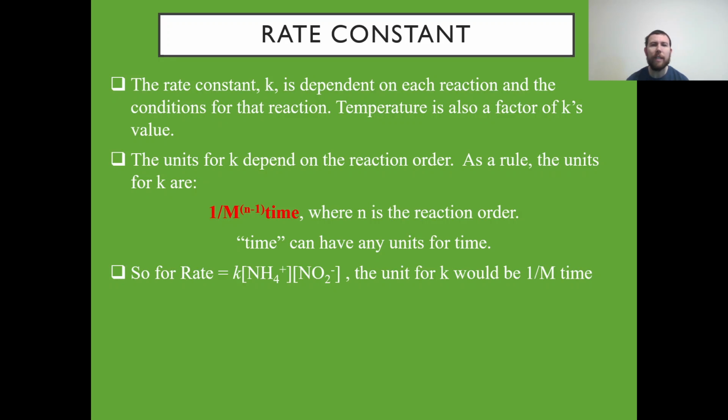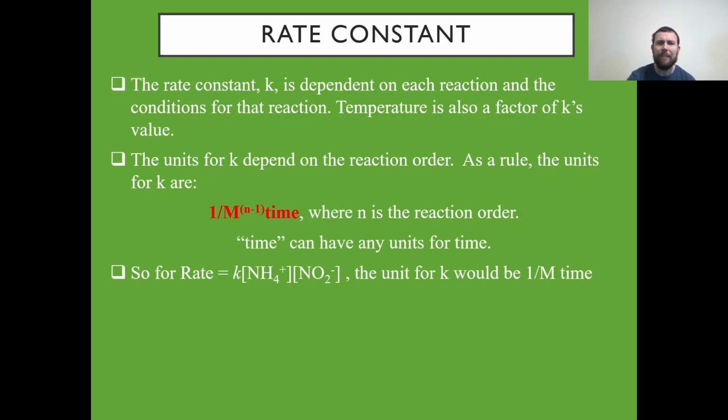When we're taking a look at the reaction that we looked at, we know that we had a second order reaction, so it was K times NH4+ times NO2-. So the units for K would be 1 over M times time, because it was second order. 2 minus 1 would give us 1, so M to the first power is simply M. And so 1 over M times time would be our units for the rate constant for the example reaction that we saw before.